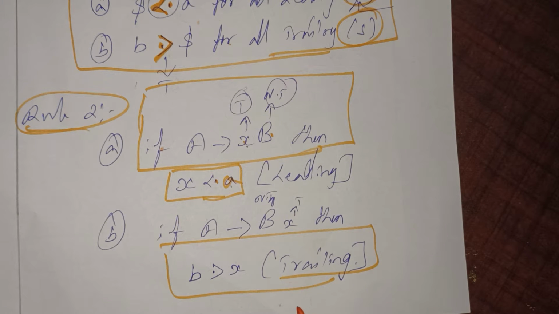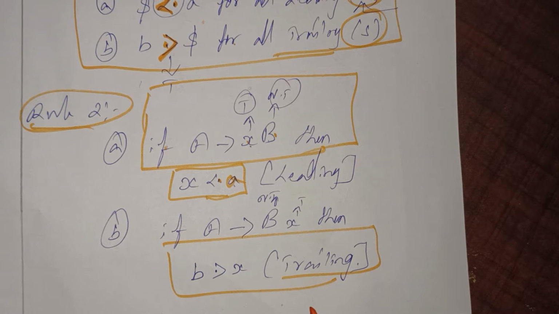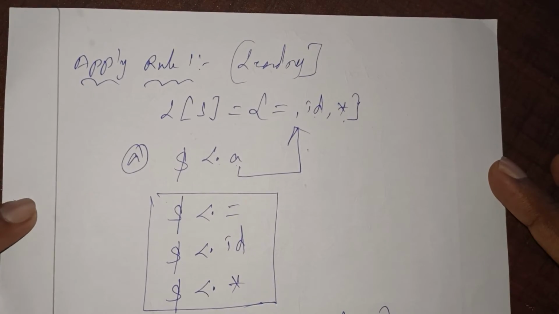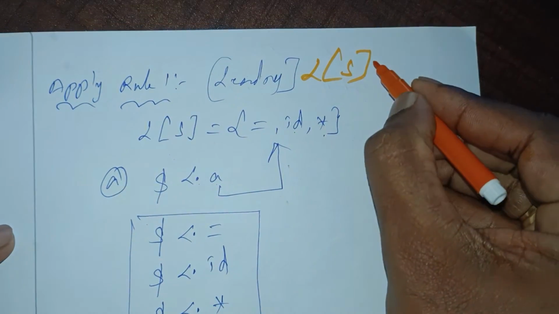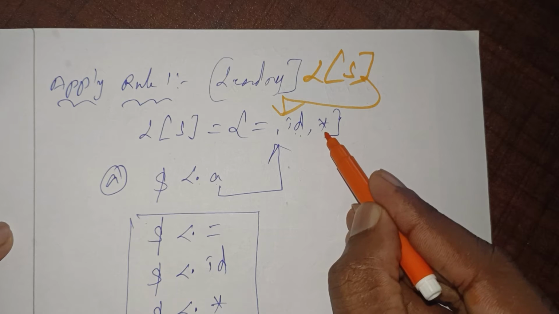The heart of this particular step number 2 is that in the first step we have performed leading and trailing, so we need to be very careful in finding leading and trailing. Now we have applied rule number 1 for all leading of S. What is leading of S? We have equal to, ID and asterisk.